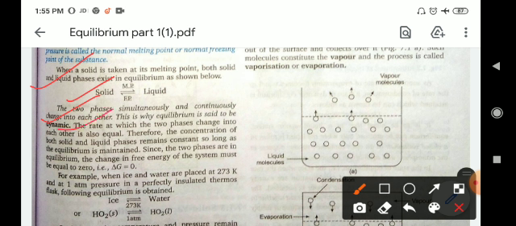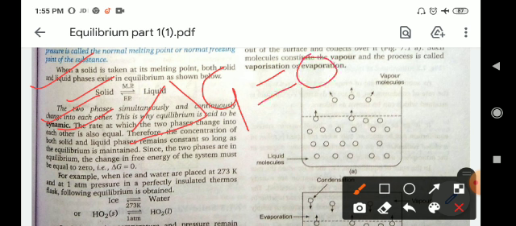The rate at which the two phases change into each other is also equal. Therefore, the concentration of both solid and liquid phase remains constant so long as the equilibrium is maintained. Meaning the concentration of both, the states of both become constant, and at that point the equilibrium will exist. When the equilibrium exists, then the value of delta G equals 0.